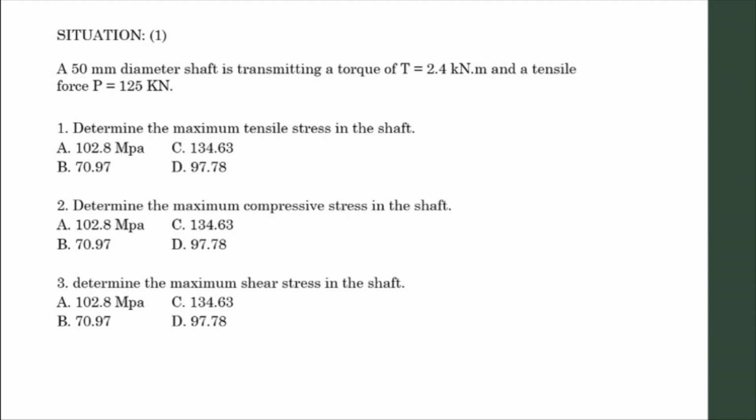So, situation 1. A 50 millimeter diameter shaft is transmitting a torque T of 2.4 kN·m and a tensile force P of 125 kN. Number 1, determine the maximum tensile stress in the shaft. Number 2, determine the maximum compressive stress in the shaft. And number 3, determine the maximum shear stress in the shaft.